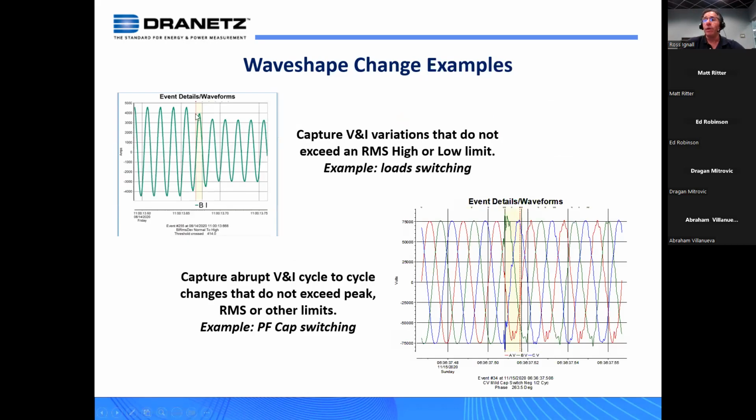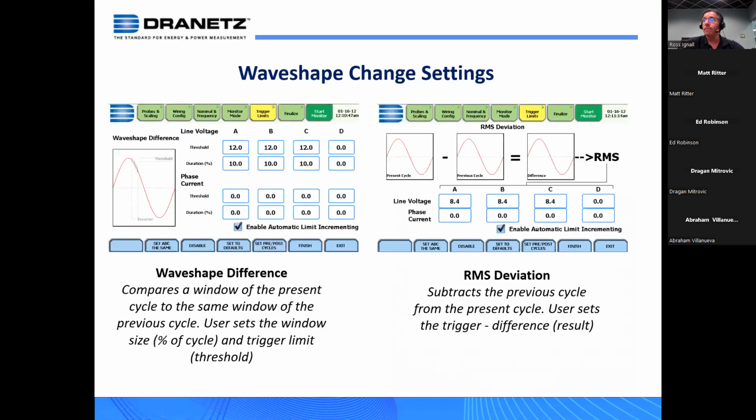And you can see some pictures here on how we capture it. So this is VNI variations that don't exceed. So you had a reduction in voltage here, but it didn't exceed the high and low limits that you set. This happens to be current, but it could be the same for voltage. It really doesn't make a difference. So it didn't exceed your high or low limit for RMS, for voltage, a dip or a swell or something like that, or capture those abrupt changes like we talked about for our power factor correction capacitor.